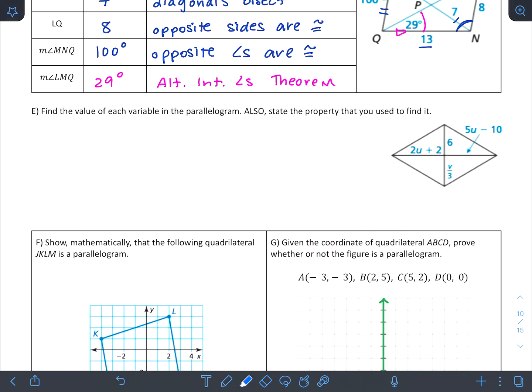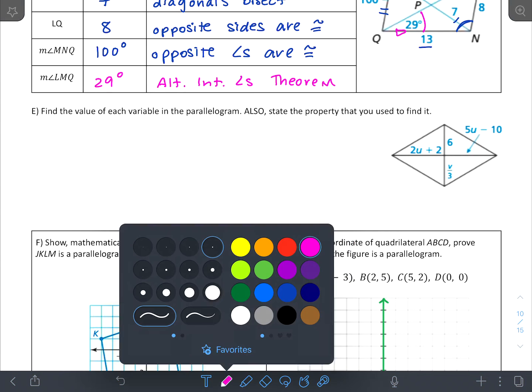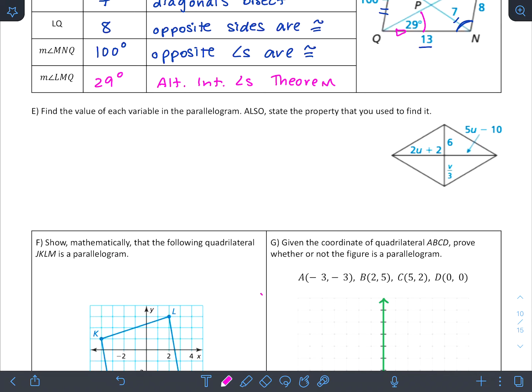Again, we know based off how parallelograms work that opposite sides are congruent, opposite angles are congruent, diagonals bisect each other, and consecutive angles are supplementary. So in this example, I have some information about diagonals. Again, we know that two sides of each diagonal are congruent. So one thing I can do is set 2u plus 2 equal to 5u minus 10. The reason I can do that is they're two halves of the same diagonal that's been bisected, so they have to be equal to each other.